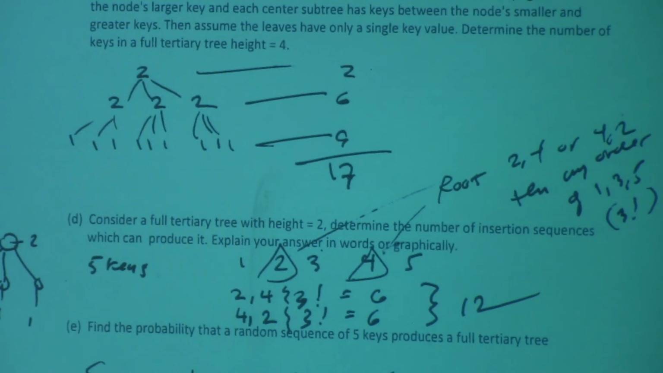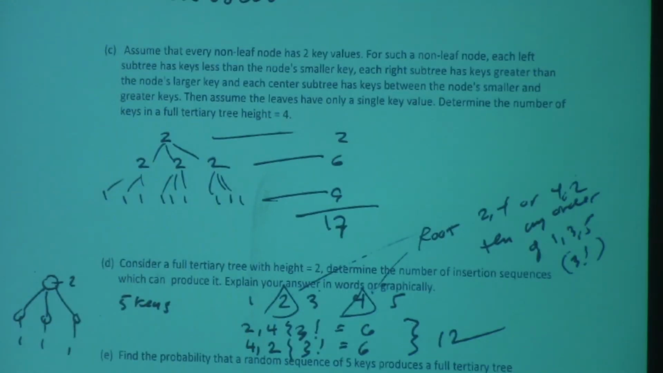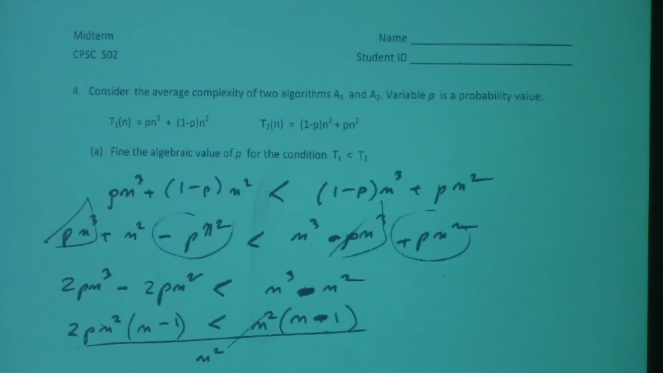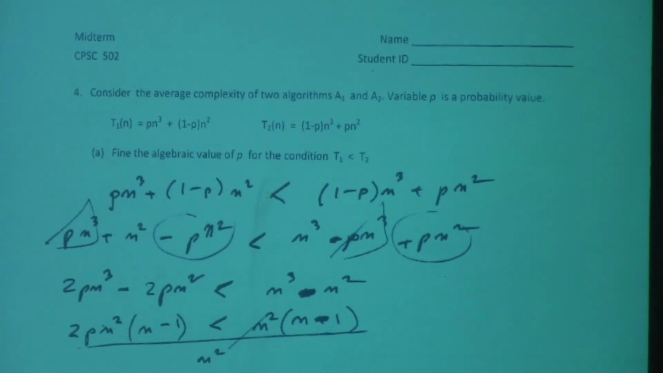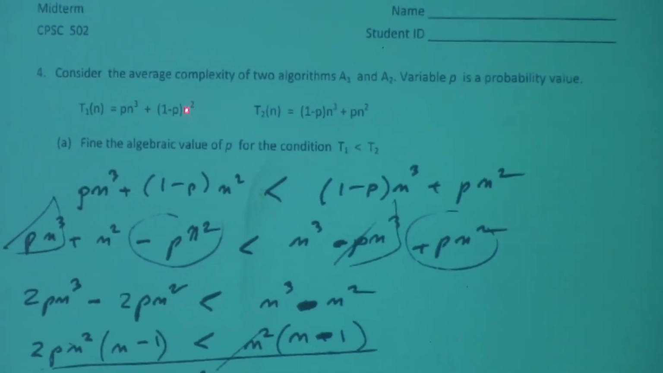Okay, so now we go to the last question. Last question was very easy, too easy, right? It was so easy, people were shocked. Okay, so the question was, consider the average complexity of 2 algorithms, A1, A2. P is the probability value, given this T1, T2 of n. Find the algebraic value for P for the condition T1 less than T2.